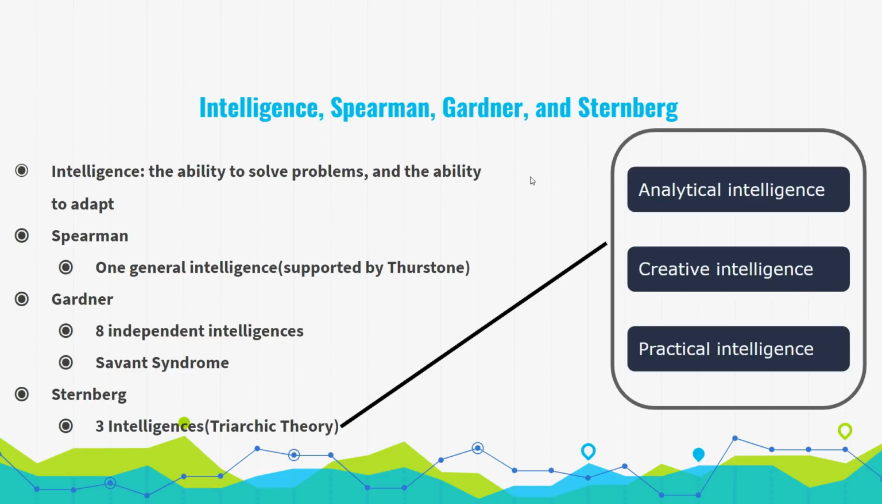So Spearman had the theory of one general intelligence, otherwise known as the general G, and he was supported by psychologist L.L. Thurstone. Next, we have psychologist Gardner, who proposed the idea that there are 8 separate intelligences that are independent of one another, and savant syndrome can happen if you are very strong in one of those 8, but maybe not so strong in the others. And then finally, we have psychologist Sternberg, who proposed 3 intelligences, or the triarchic theory, which basically says intelligence is broken down into analytical intelligence, creative intelligence, and practical intelligence.